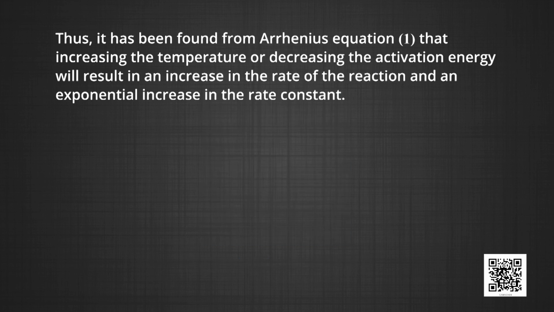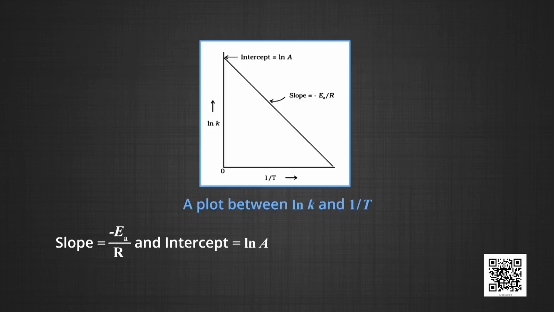Thus, it has been found from the Arrhenius equation that increasing the temperature or decreasing the activation energy will result in an increase in the rate of the reaction, and an exponential increase in the rate constant. Slope is equal to minus EA by R and intercept is equal to ln A. So, we can calculate activation energy and capital A, that is the pre-exponential factor, using these values.